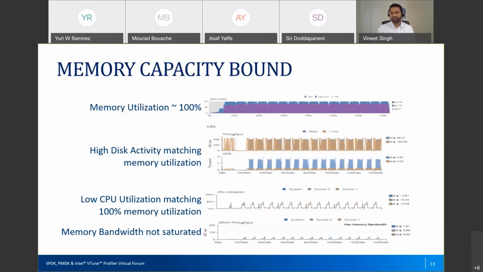All these graphs are from Platform Profiler, and if you are able to collect Platform Profiler data and run these steps, you will know if your application is memory capacity bound.